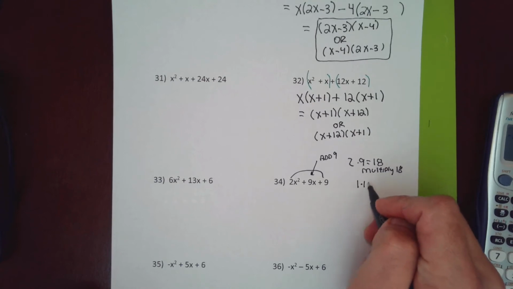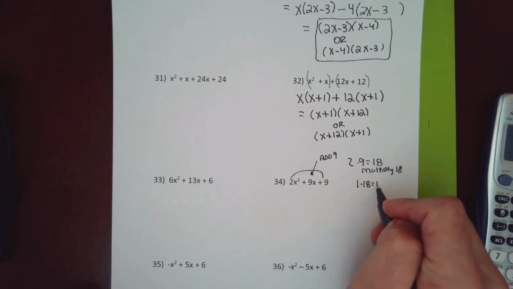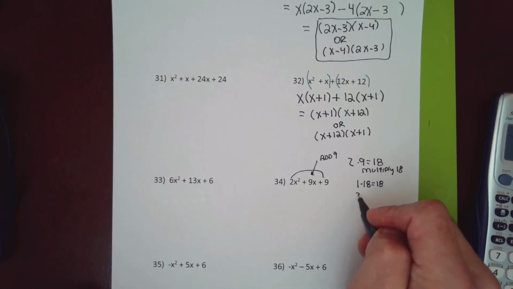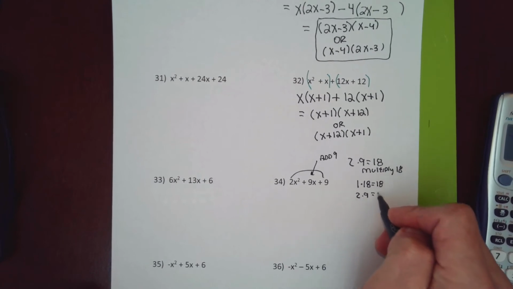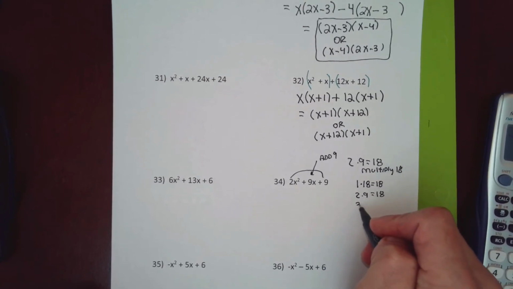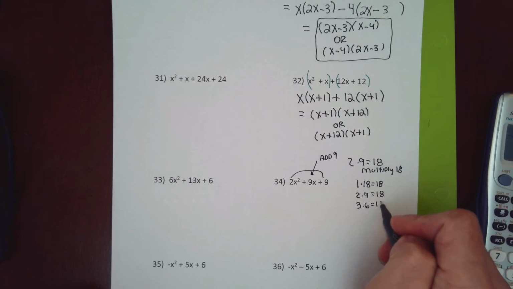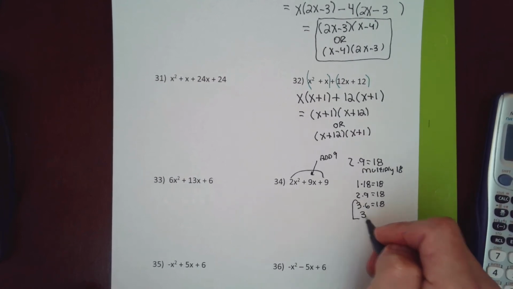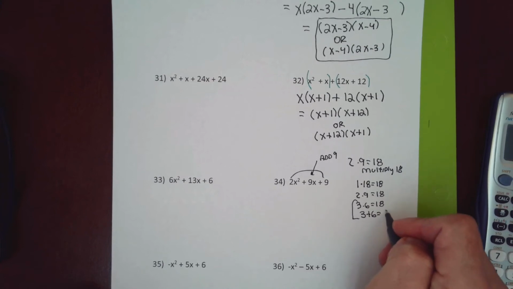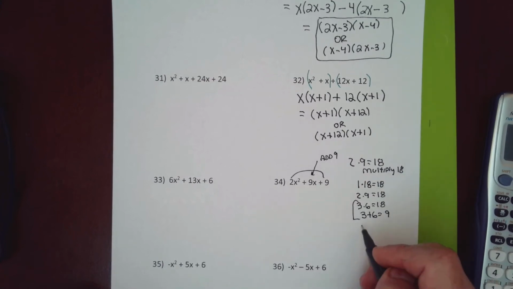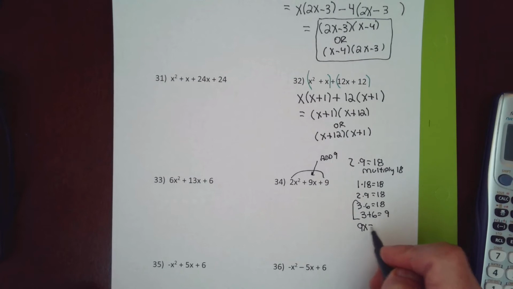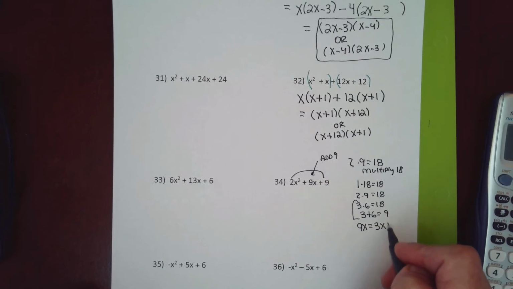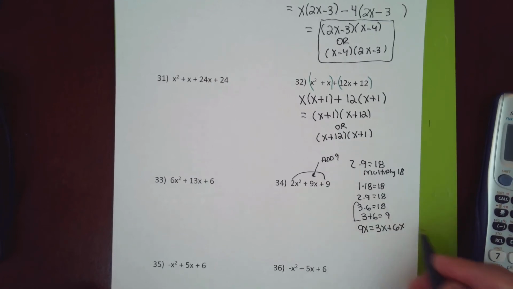My choices would be 1 times 18, those are double plus, they multiply to 18. 2 times 9, that's double plus, it multiplies to 18. And 3 times 6, that's double plus, multiply to 18. The 3 and 6 are going to be the pair that I need, because if I add 3 and 6, I get 9. So I'm going to take the 9x in my problem and rewrite it as 3x plus 6x. I could have rewritten it as 6x plus 3x.